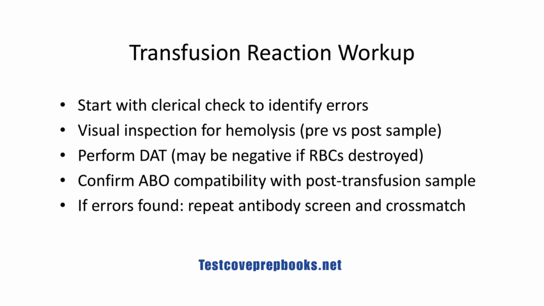Next, a visual inspection for hemolysis should be performed. This involves comparing the post-transfusion sample with the pre-transfusion sample to detect any signs of red blood cell destruction. Following this, a direct antiglobulin test, DAT, is conducted. However, it is important to note that the DAT may return a negative result if all incompatible red blood cells have already been destroyed. This is particularly common with ABO antibodies, which can rapidly activate the complement system, leading to swift and complete lysis of red blood cells.